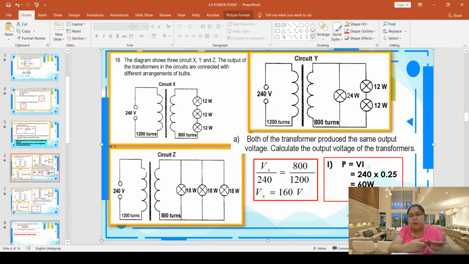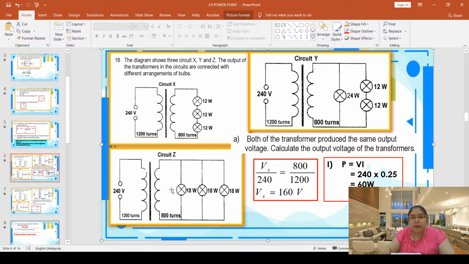Now I need to go to question number 2, B2, output. Power output should be different. Before I go to power output, I'm going to explain first. Let's see the arrangement for the bulb. This one is series, this one is parallel, this one is series and parallel. For the power, we don't care whether you are parallel or series, we just add. So from here, you see circuit X got 3, 3 times 12, so this one is 36 watt.